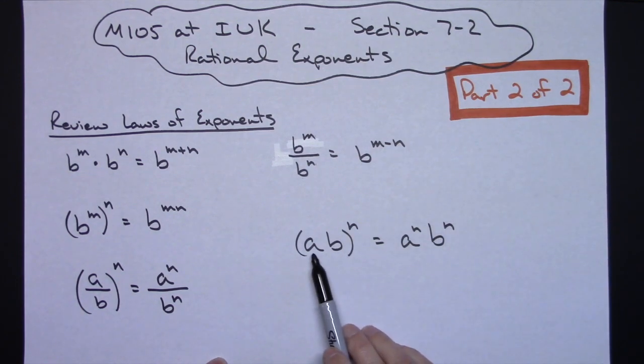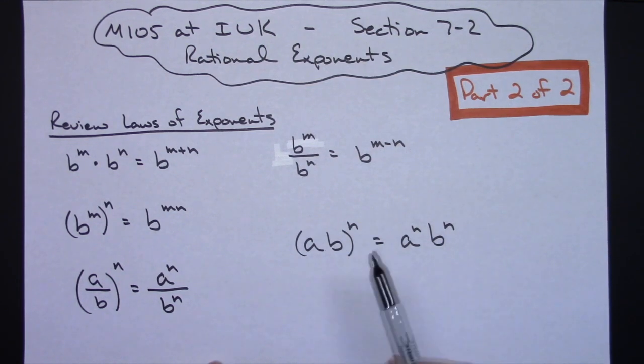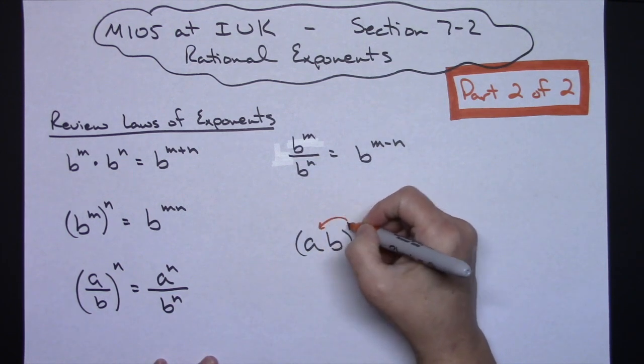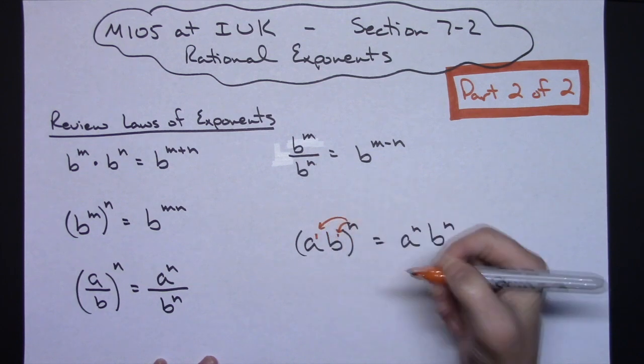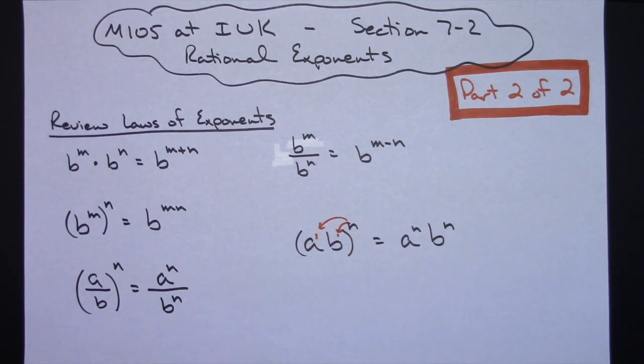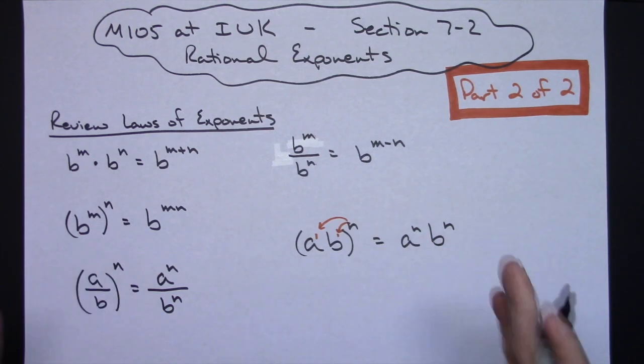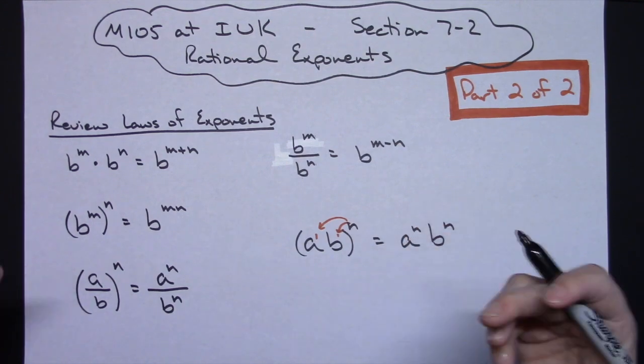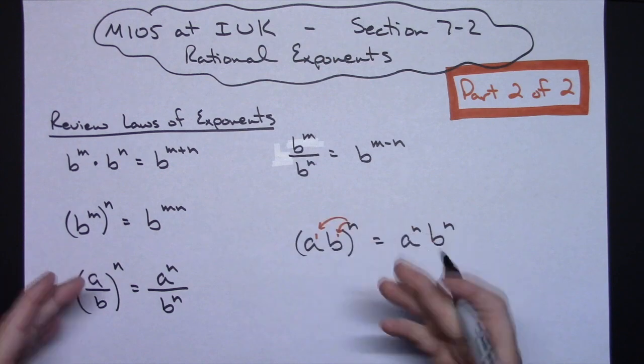And then this one is, if I am multiplying a variety of things, then I've got to remember to take that exponent and apply it to both of the bases, so that would make this a to the n, b to the n. So that was just a real quick review of your basic laws of exponents, which you're going to need a good command of to be able to do rational exponents.